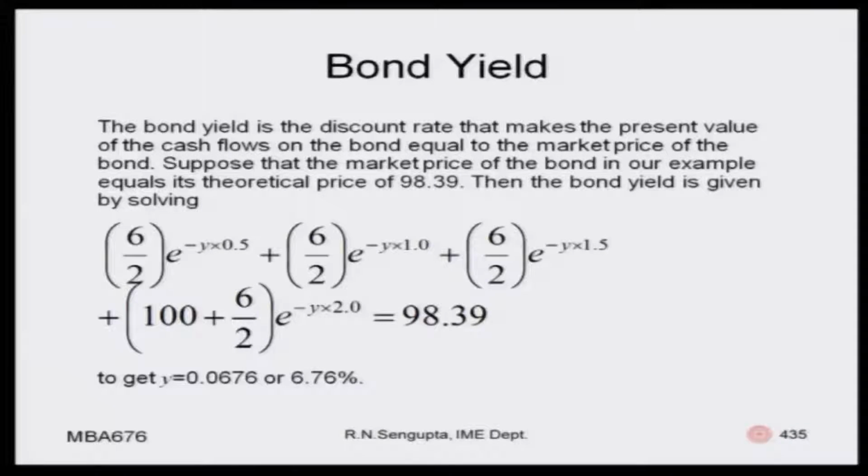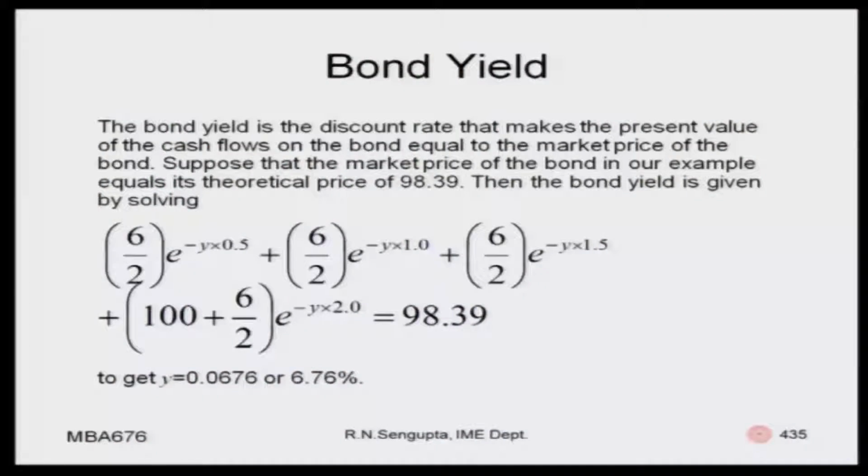The second term is the money you are getting after 1 year, it will be 6/2 into e to the power minus y into 12/12, which is 1. The third you are getting back after 1.5 years, it will be 6/2 into e to the power minus y into 3/2. The last one again has the coupon payment, 6/2 plus 100. So it is 100 plus 3 in the bracket into e to the power minus y into 2. Hence the value comes out to be 98.39, which you already assumed to be true.